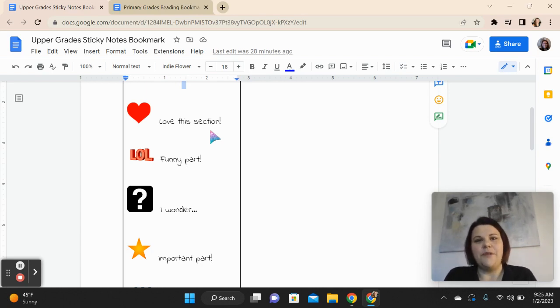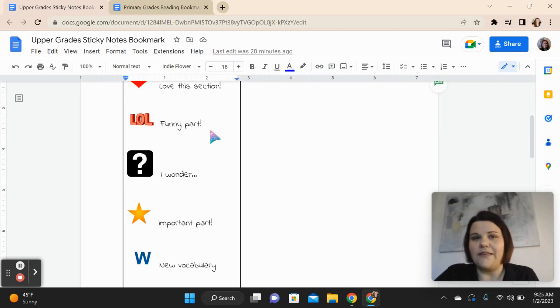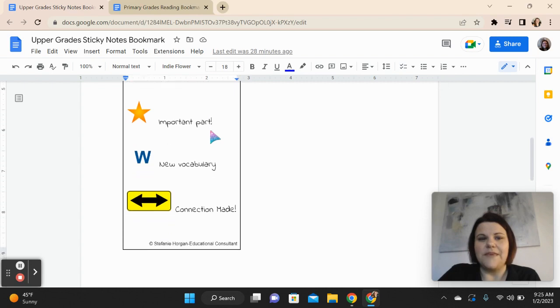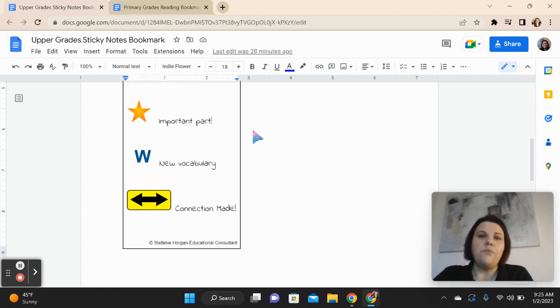So that's an example of when they took something that I was implementing with them through the use of sticky notes and kind of created something on their own. I like for them to put LOL if they found something very funny, or a question mark if they wondered about something. If they feel something is an important part of the book, maybe it is the climax, maybe it's a rising action, maybe it's the conclusion, something that was particularly important, they always put a star there.